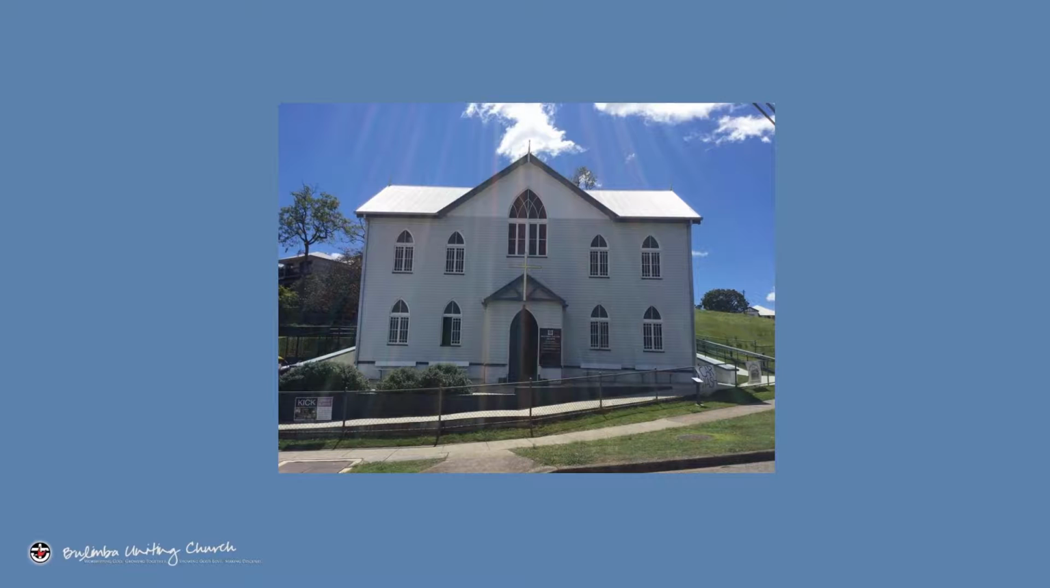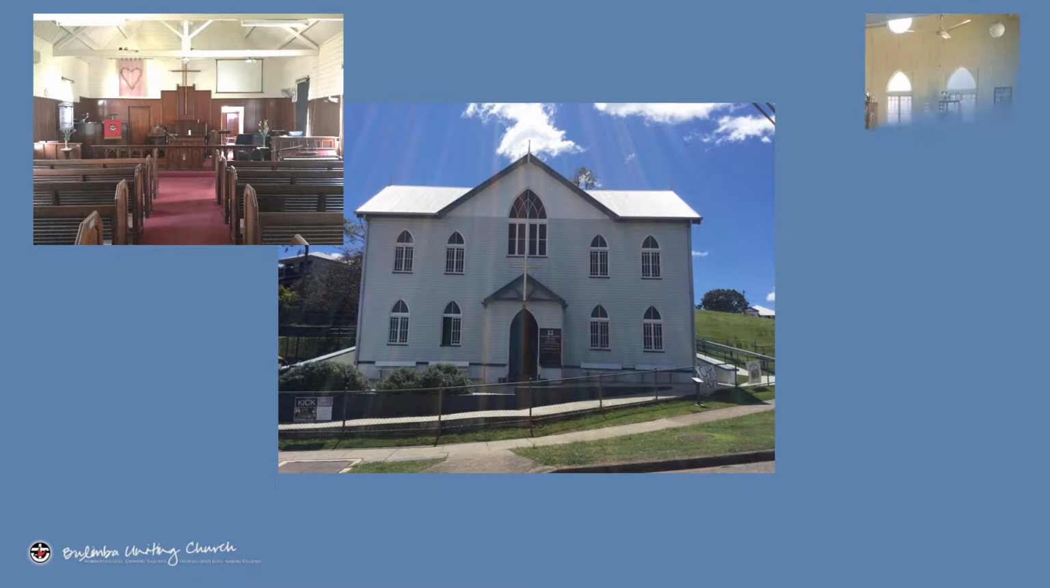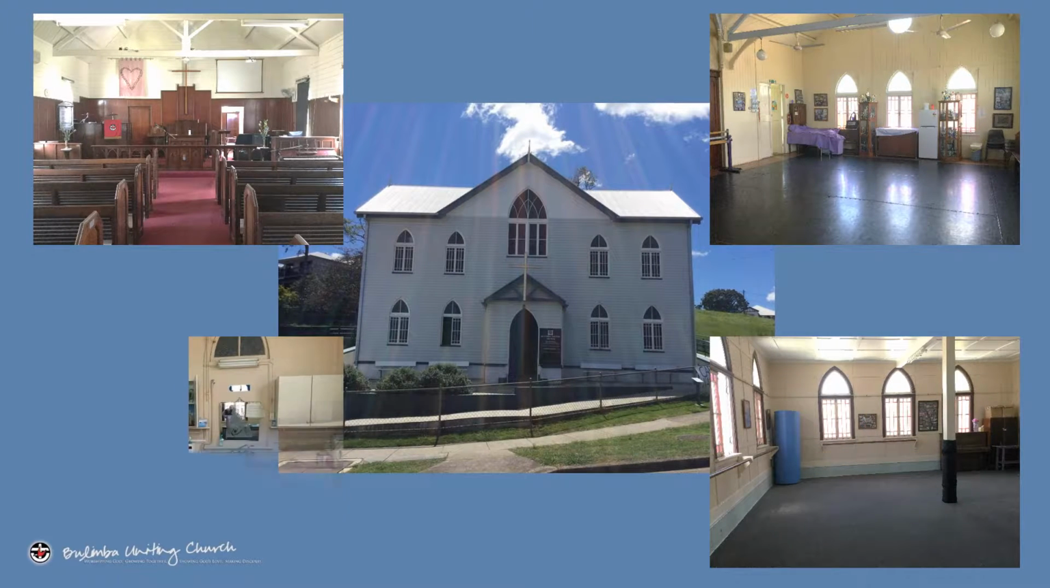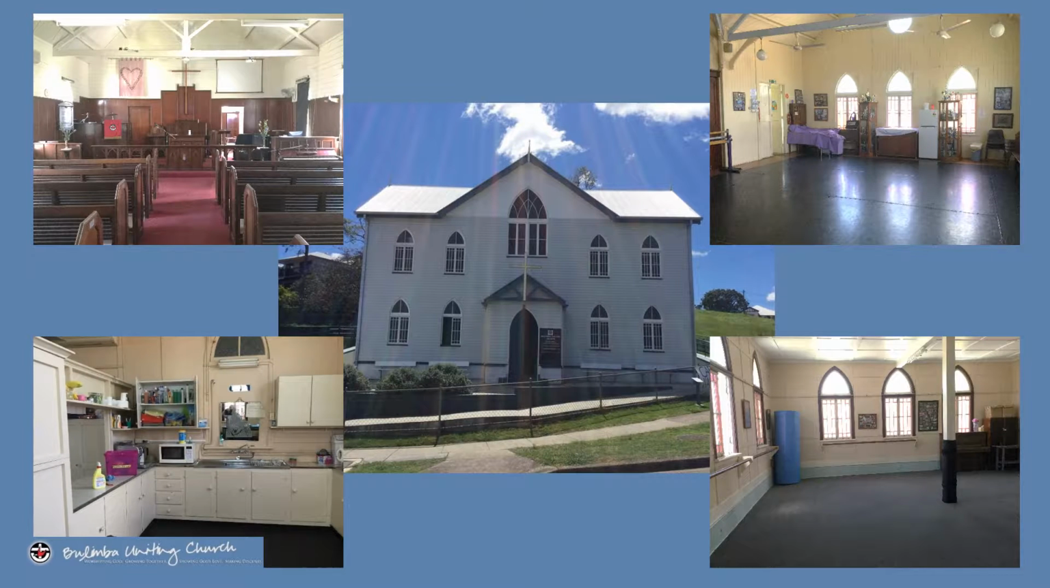Bulimba Uniting Church is located at 216 Oxford Street, Bulimba. The heritage listed building is a two-storey building. The top floor of the building contains the church and main hall. A second hall and the main kitchen are located on the lower level. There are multiple exits from the building and assembly points at the front and rear of the building.